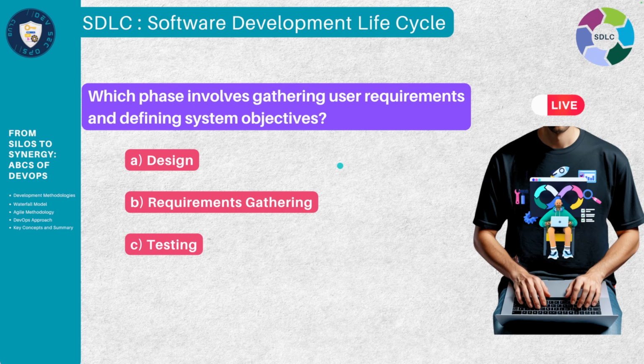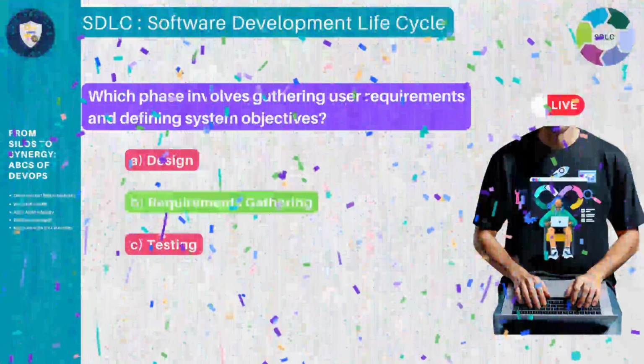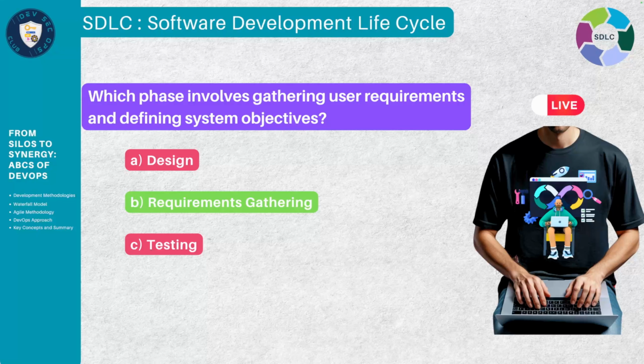Next question: which phase involves gathering user requirements and defining system objectives? Option A design, option B requirements gathering, and option C testing. Tarun. Okay, nice. Thank you, Rakesh. Very nice. So yes, the requirement gathering phase, right? Where we ask the client, okay, what do you want. Similarly, if you say to your friend, okay, let's go on a trip, immediately your friend asks, okay, where do you wanna go? Or where should we go? Likewise, here we collect as much information as possible from the client.